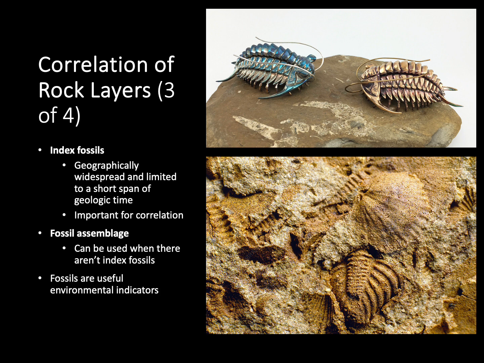But you don't always find index fossils. Most of the ones that we find are really common organisms. So if we don't have index fossils, we can look for a fossil assemblage. This is kind of like a collection of fossils all in the same rock. And it can be used whenever there aren't index fossils to figure out what the environment was like and when this rock could have possibly formed.